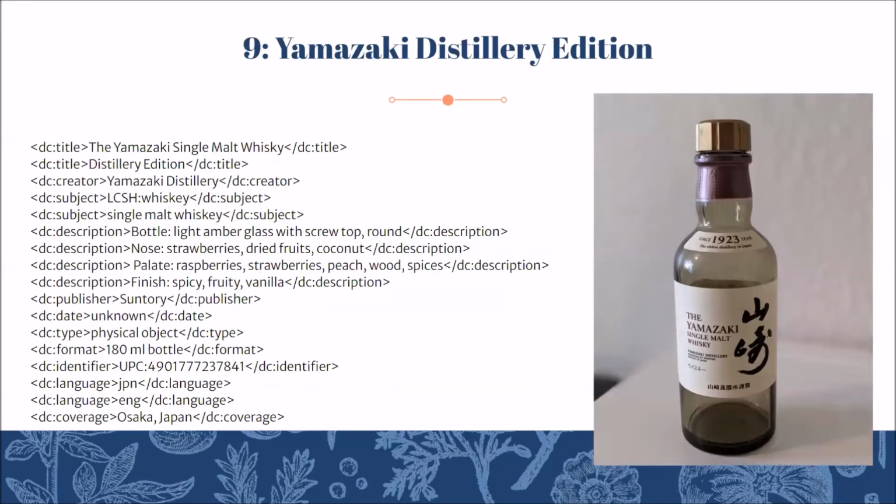I included this bottle mostly because the label is actually primarily in Japanese, on the back of it anyway. The bottle itself was purchased in Japan, and it's my husband's favorite. Note that it's empty. The name is very similar to another Yamazaki bottle in the collection, so the other metadata in the records helps distinguish between the two. In this case, the distillery edition means it can only be purchased at the distillery in Japan.